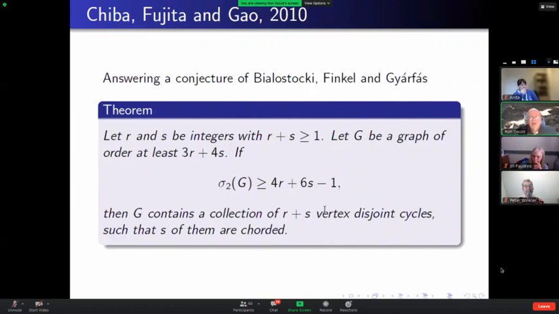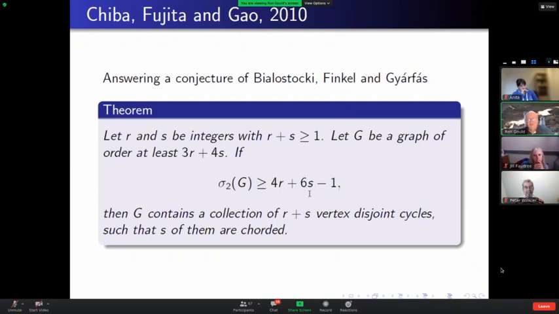Answering another conjecture of Bielostocki, Finkel, and Jarfas, the following result: let R and S be integers with R plus S at least 1, and G a graph of order at least 3R plus 4S. And you'll see in a second why you want those numbers. If sigma 2 is at least 4R plus 6S minus 1, then G contains a collection of R plus S vertex disjoint cycles such that S of them are chorded. Well, obviously, the 3R is for the cycles that aren't chorded, and the 4S is for the S cycles that have to be chorded. You need at least that many vertices, so that's clear.